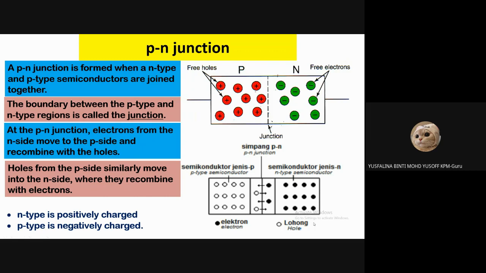So the n-type is now a positive charge and the p-type is a negative charge. Why? Remember I said just now, the n-type is a positive charge because the holes move to the n-type, so now they have more holes here. While the p-type, because the electrons move to the holes here, has a negative charge because now the electrons move to the p side.